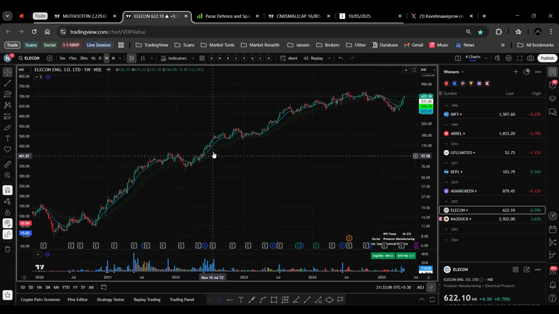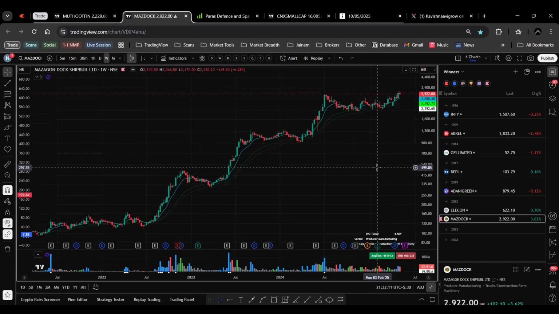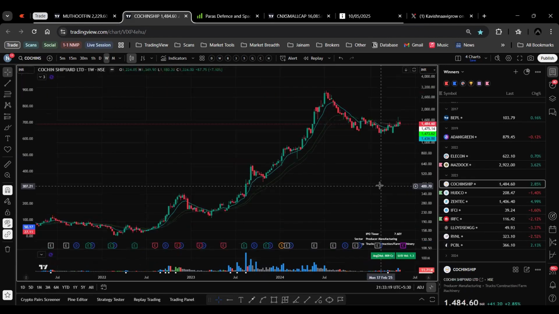So right now, just picturize how clean this chart looks. Masdog, most of us know about this stock. Most of us have this in our model book. This is what a true winner looks like. Then Cochin in 2023, this is what you have to look for.